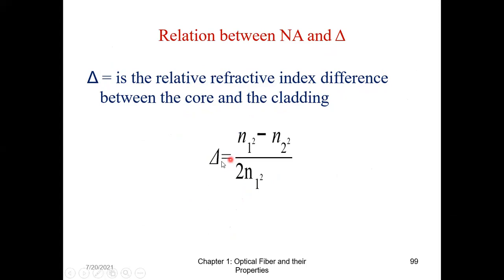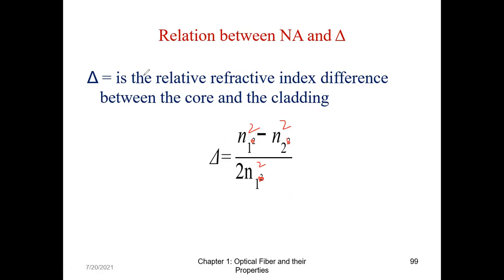So you will write down the formula of delta. Before you write it down, just listen. Delta is equal to n1 square minus n2 square upon 2 n1 square. This is how you will write the formula of delta. So delta is a relative refractive index difference. That doesn't mean we are doing n1 minus n2, not like that. So delta is given by n1 square minus n2 square upon 2 n1 square. This is the formula of delta.